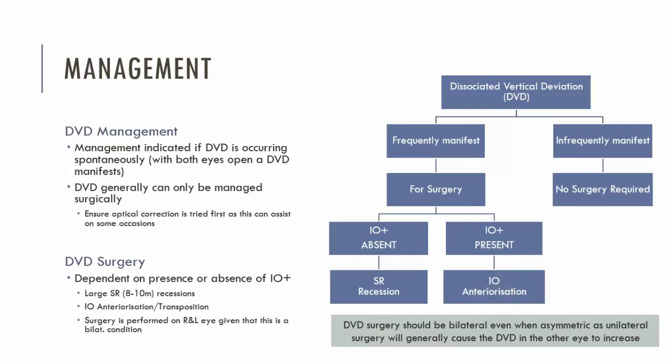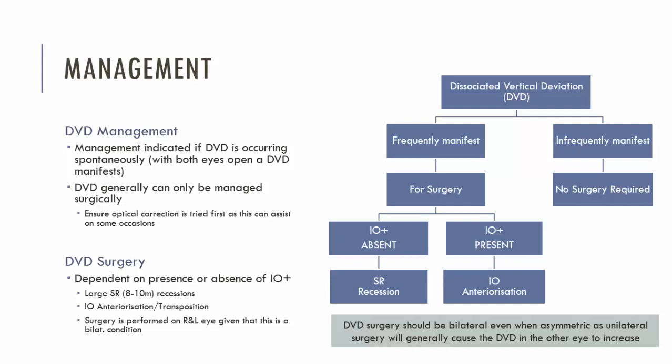Now, whilst I've listed these here as preferred options, you will see in your reading that there are alternatives. For instance, you can do a Faden on the superior rectus, or you can do a superior rectus recession with a Faden. Or you can even perform an inferior oblique anteriorization in a patient who only has DVD with no inferior oblique overaction. So there are variations to this flowchart, but two of the main procedures we consider are superior rectus recession and inferior oblique anteriorization.